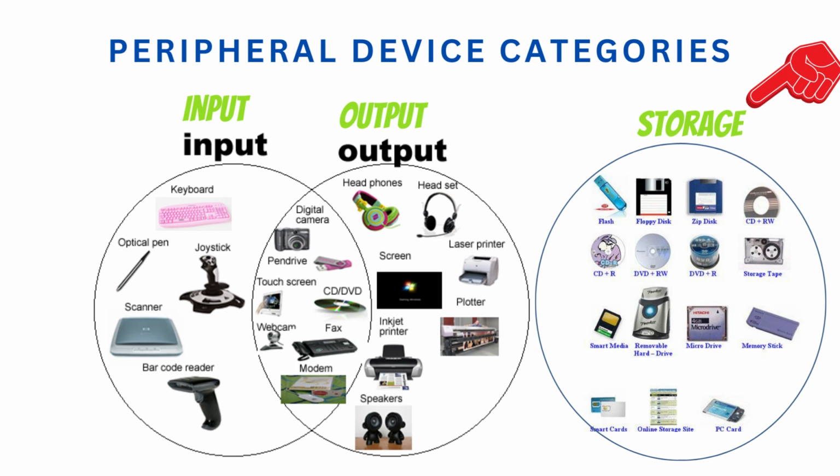Hope you remember this screen from our previous lessons. We have completed the input and output devices, the first circle and the second circle. And this lesson is based on the third category, which is storage devices.